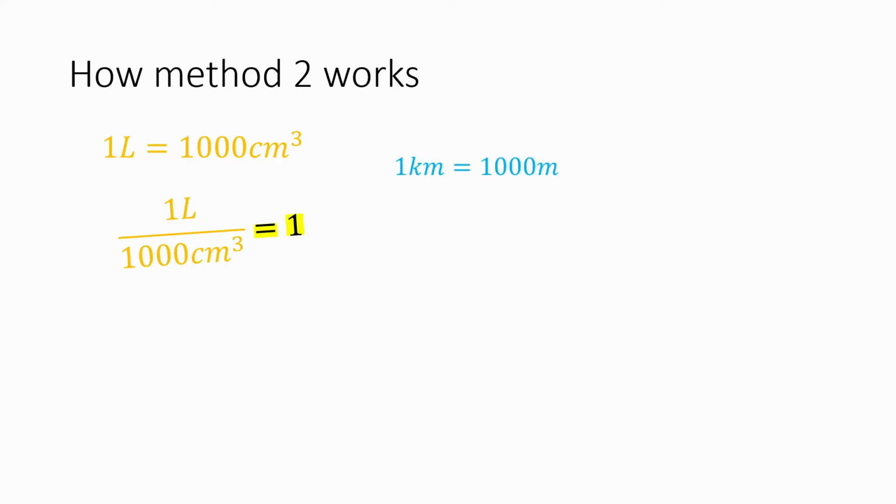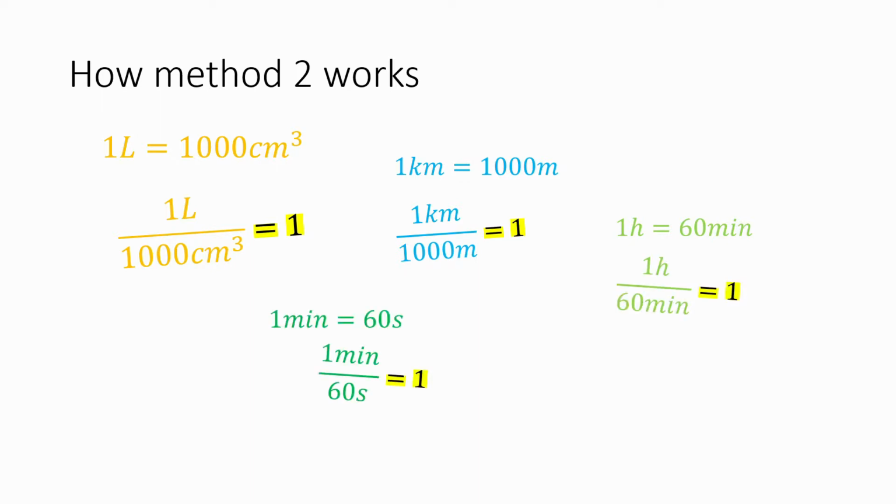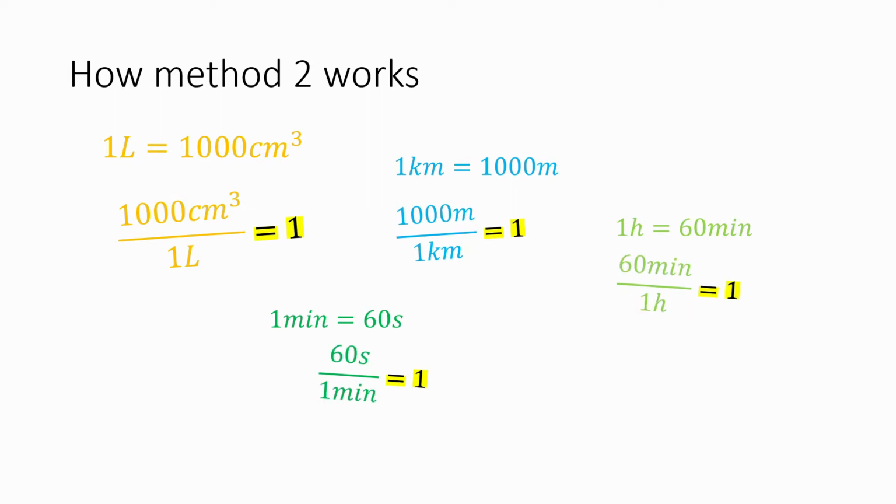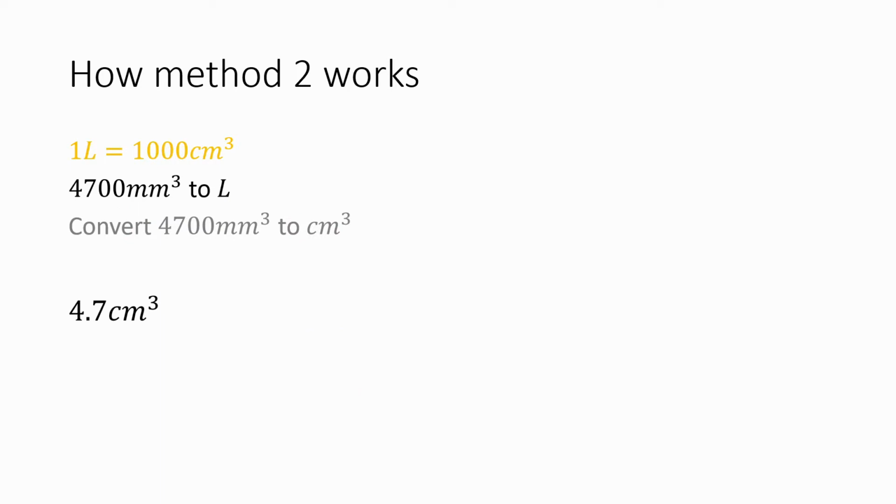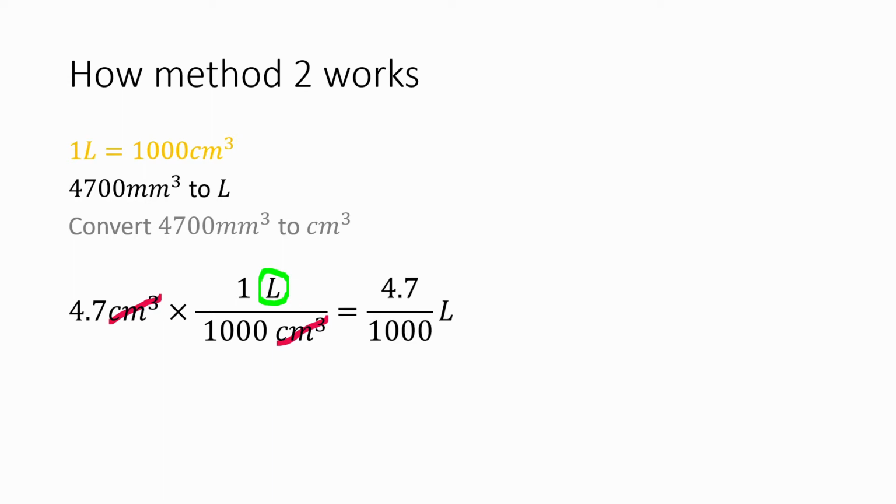And we can do this with any conversion. 1 kilometre is equal to 1,000 metres, or 1 kilometre over 1,000 metres is equal to 1. We can do this with 1 hour is equal to 60 minutes, 1 hour over 60 minutes is equal to 1, and so forth. And of course we can flip this whichever way we like, and it will always equal 1. Just as we can multiply 4.7 centimetres cubed by 1, we can multiply by the conversion factor 1 litre over 1,000 centimetres cubed. Cancel out the centimetres cubed and be left with 4.7 over 1,000 litres, or 0.0047 litres. In this way, units can be treated entirely algebraically.